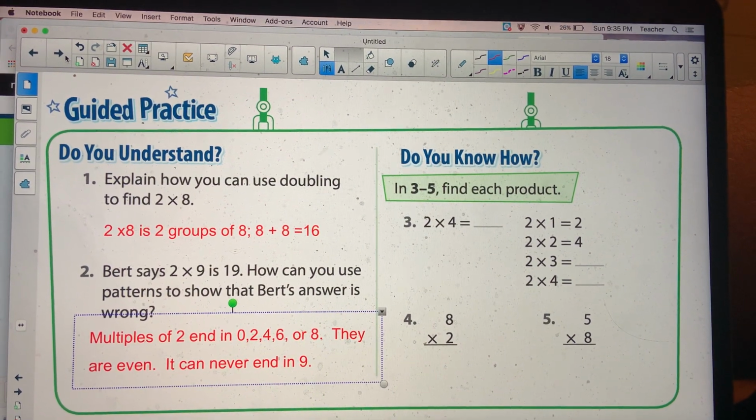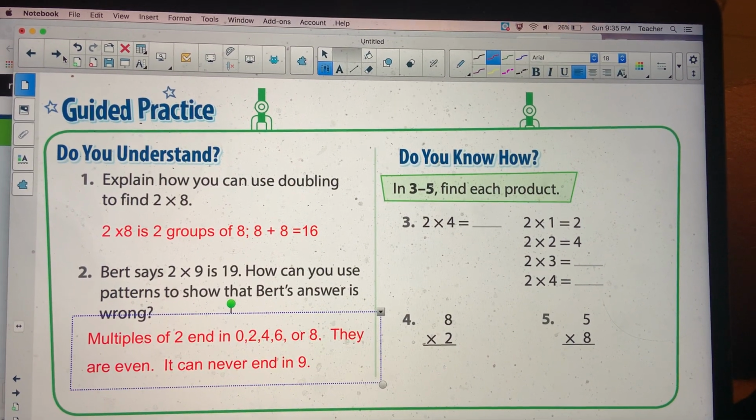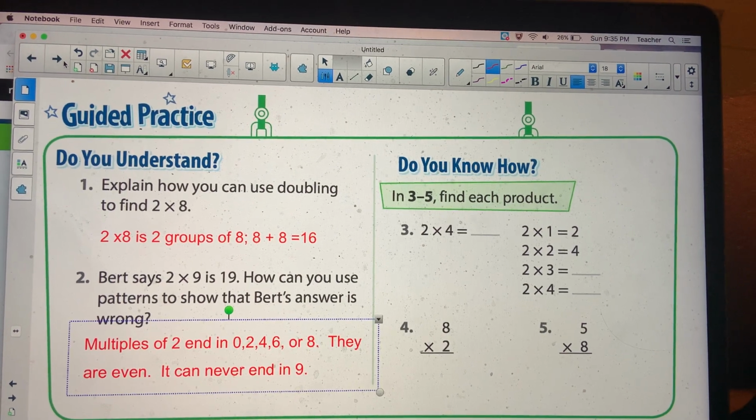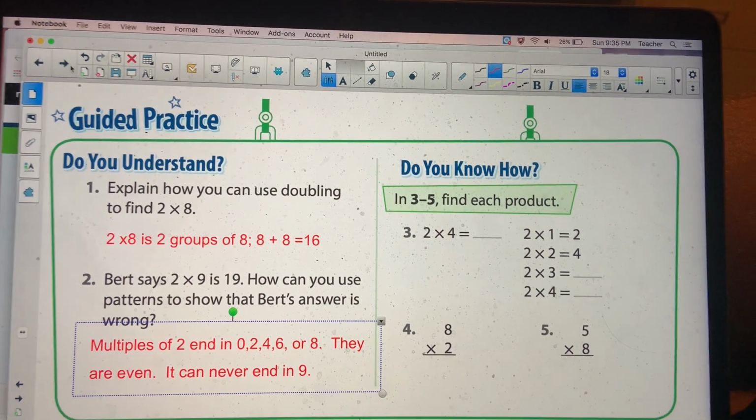Now, pause with the guided practice, try and do it on your own, and once you're done, then click on and continue the video.